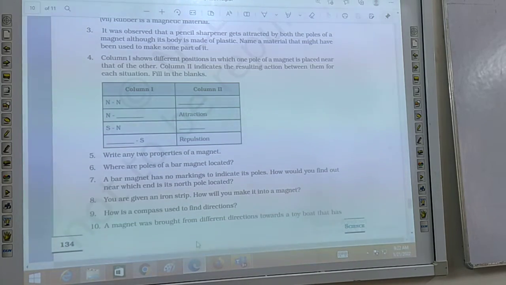Question number 8. We have discussed question number 8 yesterday, but it's incomplete. So the question is, you are given an iron strip. How will you make it into a magnet?